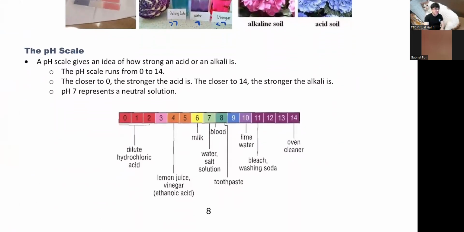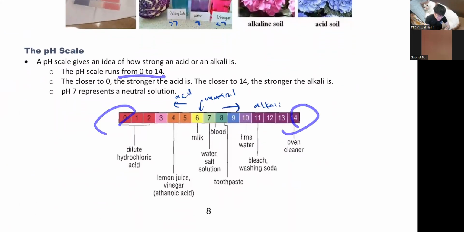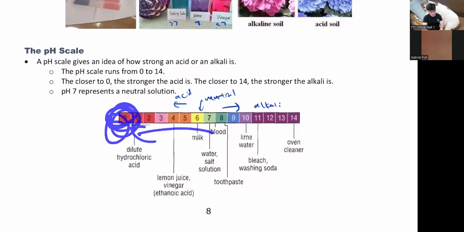So next, the best way to tell whether an acid is strong or not, or an alkaline is strong or not, we use something called a pH scale. Like I said, it goes from 0 to 14, 7 being the neutral. The more left-hand side you go, it's acidic. The more right-hand side you go, it's alkaline. So pH runs from 0 to 14. The closer to 0, the stronger the acid. The closer to 14, the stronger the alkaline. So this is the strongest acid. This is the strongest alkaline.